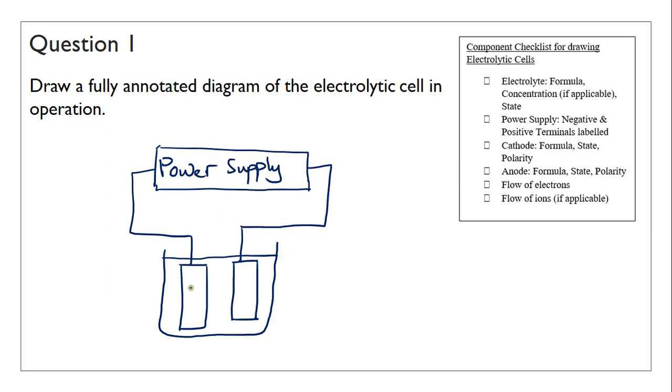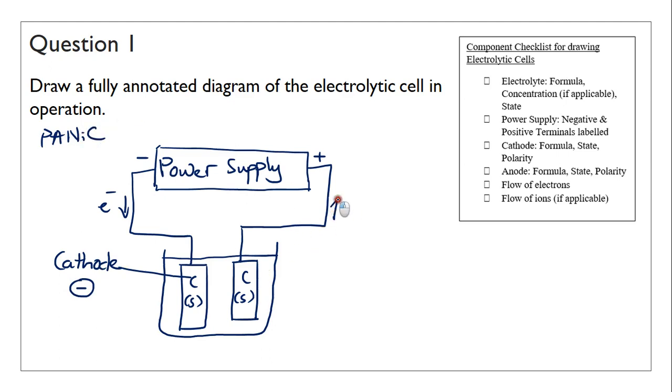Now, let's do some labeling. We know the electrodes are inert, so I'm just going to assume that they're carbon. You can use platinum if you want. I am going to annotate the terminals of the power supply. So this is a negative terminal, which means the electron is going here. So this must be the cathode, because it is gaining electrons, and it is negatively charged. Positive anode, negative cathode.